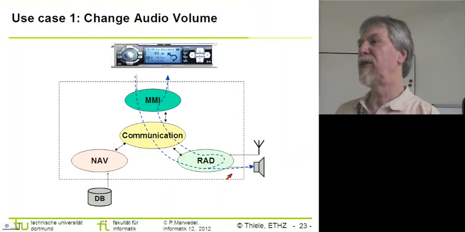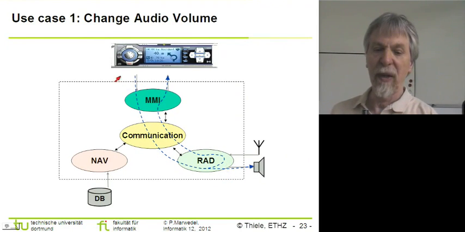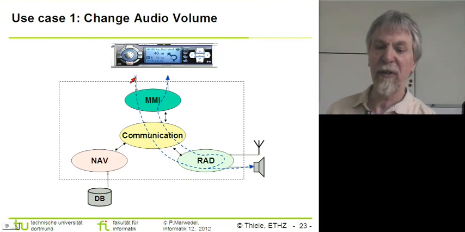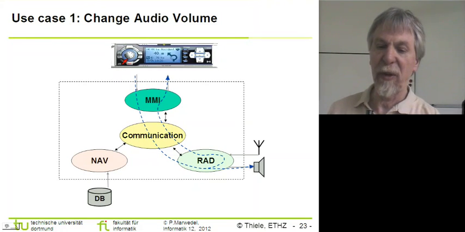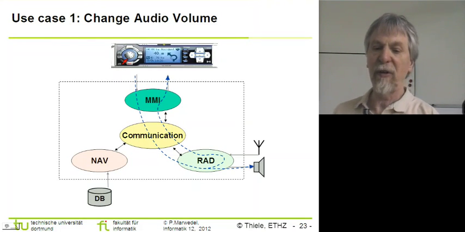Now, let's consider the different use cases. The first use case is one in which we would like to decrease or increase the volume of our stereo. So we are turning the wheel, and as a response to that, we would like to have a different volume of the music, and also some visual feedback.